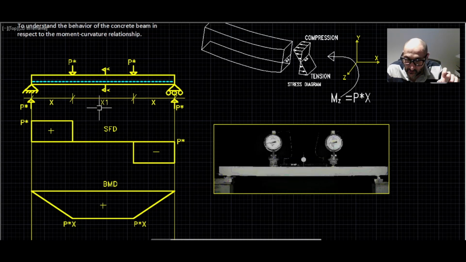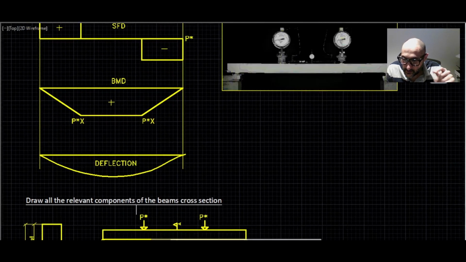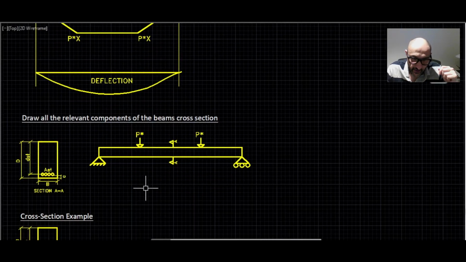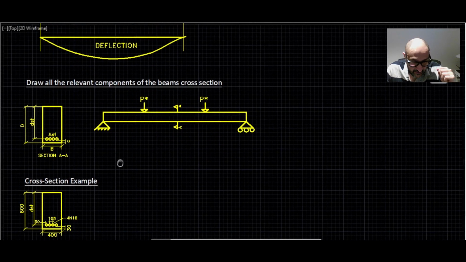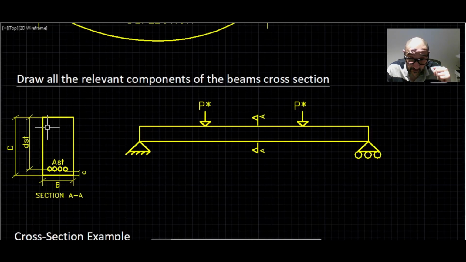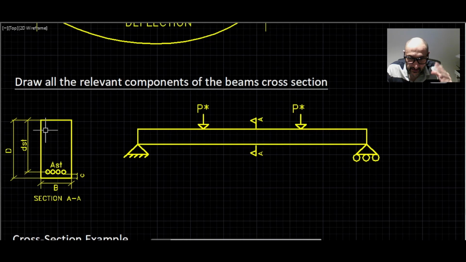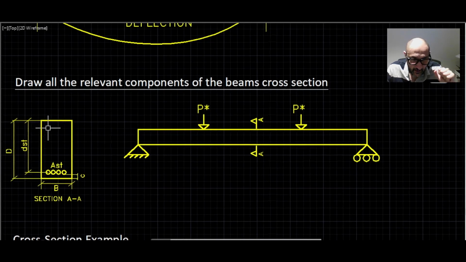Now this region here between the two concentrated loads will be under pure bending, zero shear force and zero axial loads. Now before we get into the moment curvature relationship, we need to be able to draw all the relevant components of the beam cross-section and the notations that are required. Now this is extremely important. This is an important step before we start any beam designs. So if we take a section A-A through the beam, we will get an image that looks like this. Now this section is obviously a different scale to the beam. I've drawn it like that so it can be clear.